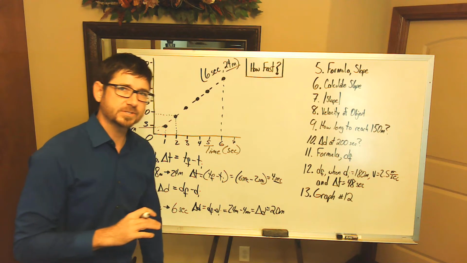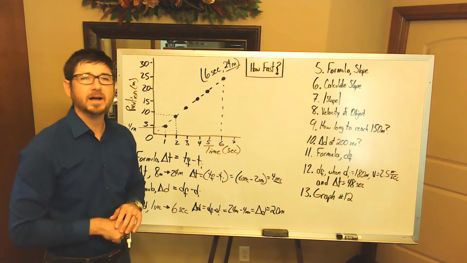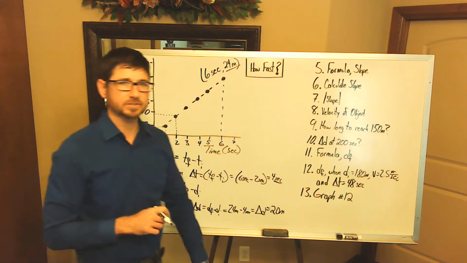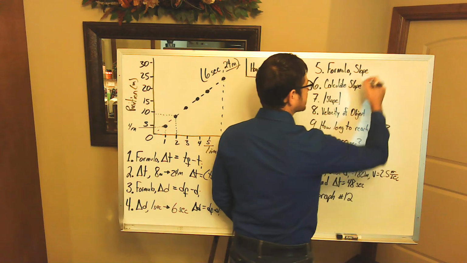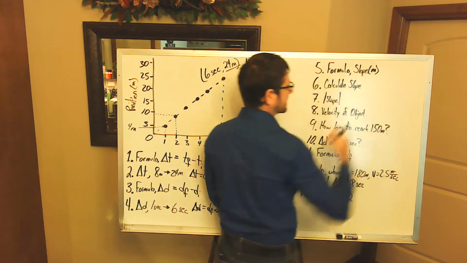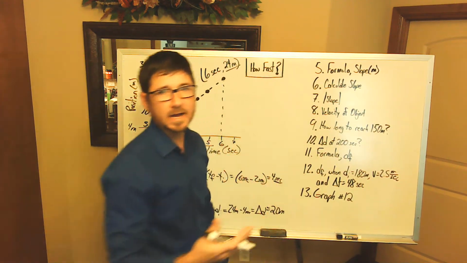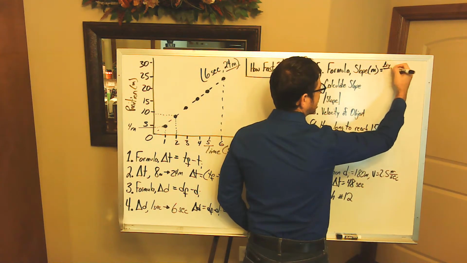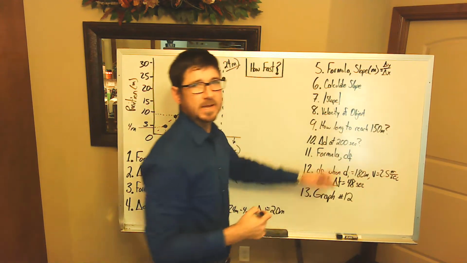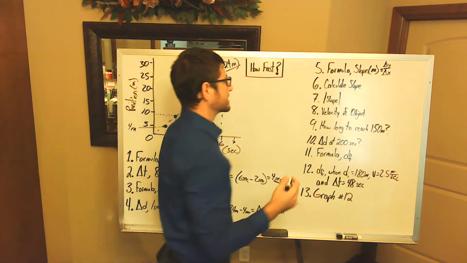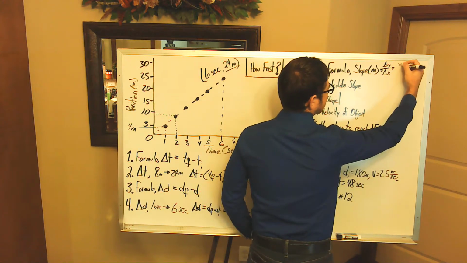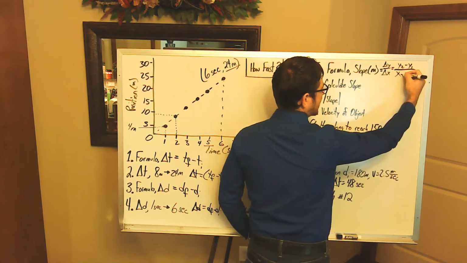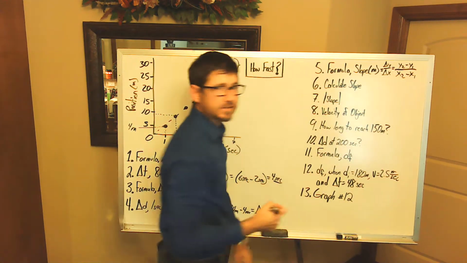On number 5, the question wants us to identify the formula for the slope of a line when we have a linear relationship. Now we know slope is identified by lowercase m. And we know this is the rise over the run. So delta y divided by delta x. And I'm going to expand the numerator and the denominator here. So I have change in y is y2 minus y1 divided by the change in x, x2 minus x1.